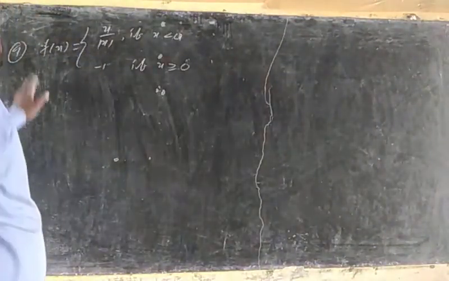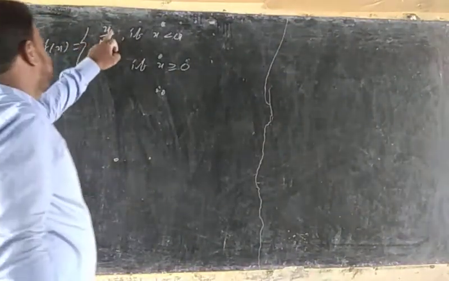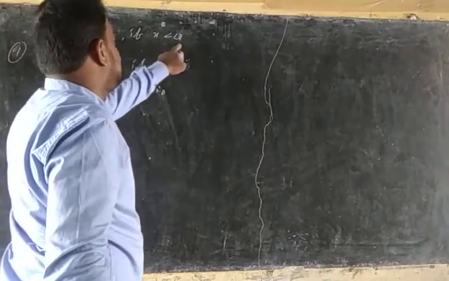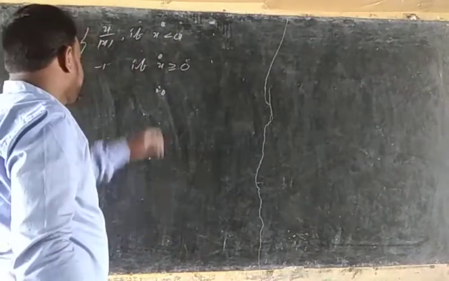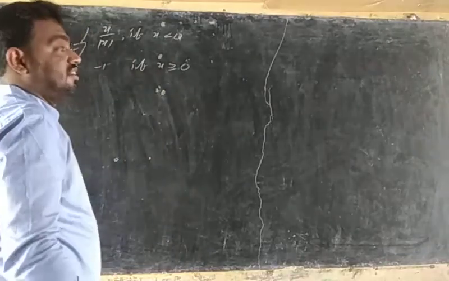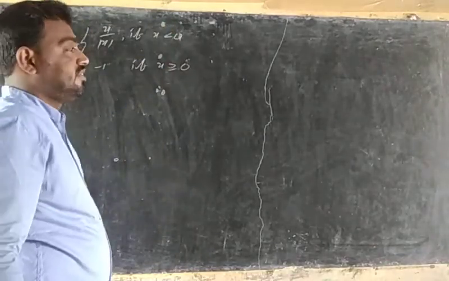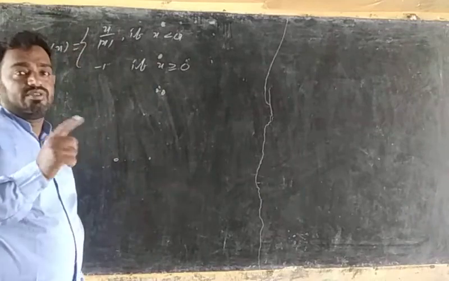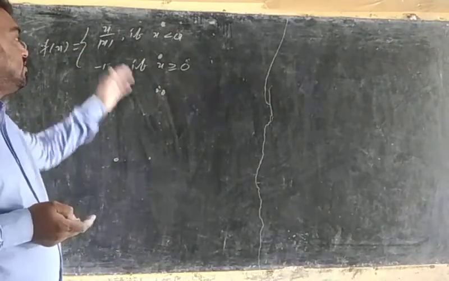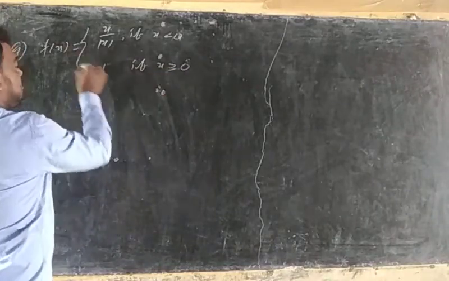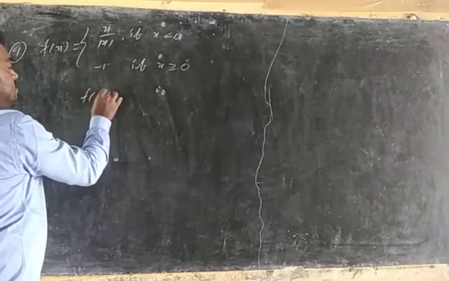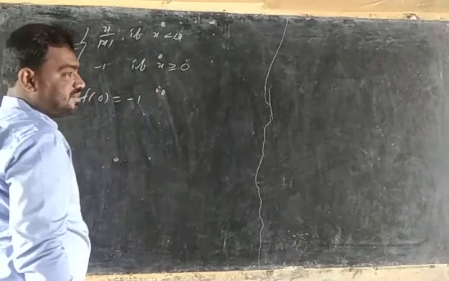Next, ninth question. f(x) = x/|x| if x < 0, and -1 if x ≥ 0. We are checking the discontinuity at x = 0. For the left neighborhood and right neighborhood, they are already defined. At x = 0, f(x) equals what? Minus 1. So f(0) = -1.